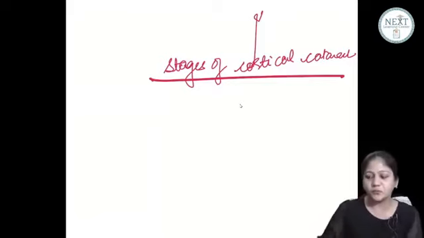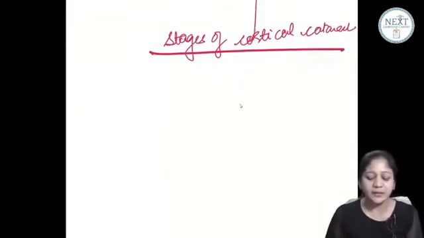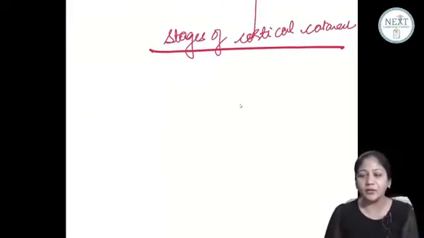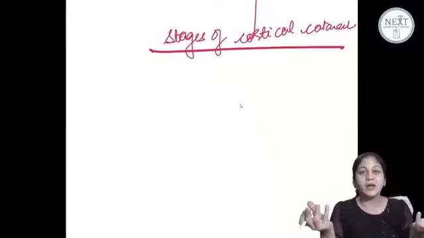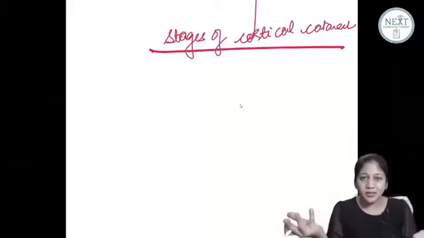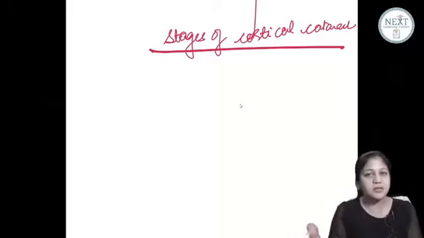Okay, let's go. Now we talk about the stages of cortical cataract. We will talk about the stages of cortical cataract. Now friends, normally you can't see my lens fibers. Why? Because my lens fibers are transparent, so even I cannot see your lens fibers.